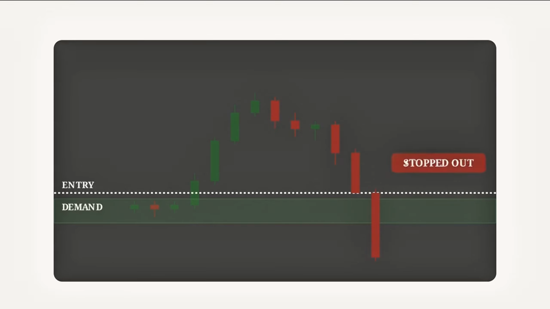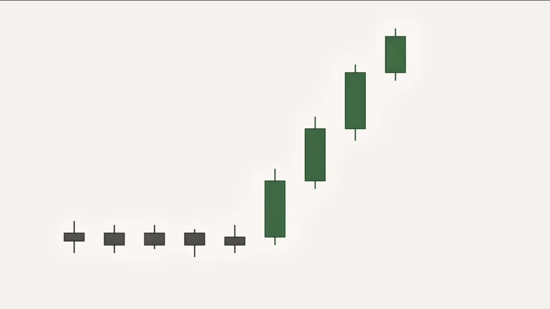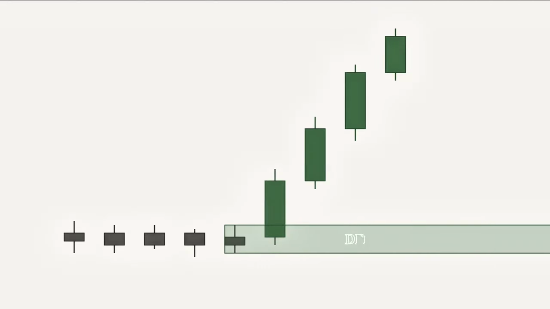This chart shows flat, sideways price action followed by a massive surge of bullish candles, signifying institutional momentum. Look left for the final consolidation candle before the impulse. Draw a rectangular boundary encapsulating its body and wicks, extending right. This becomes your valid demand zone.